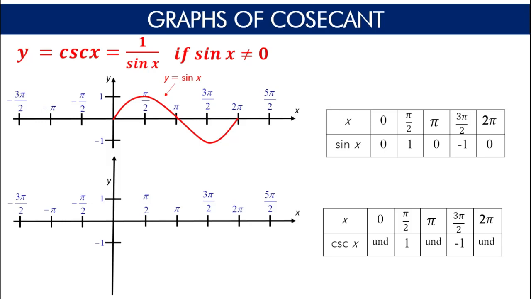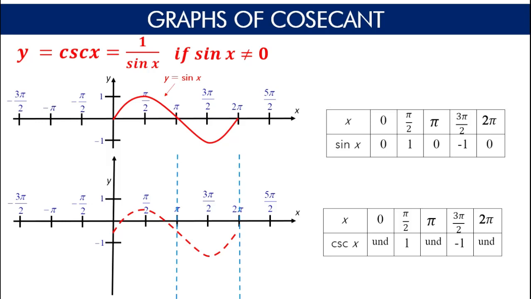However, when it comes to the x-intercepts of y equals sine x, the y equals cosecant x is undefined. Since it's undefined, it will become a vertical asymptote in our graph. When sine x is close to 0, the value of cosecant x will have a big magnitude with the same sign as the sine x. So as you can see here, all those undefined values will become our vertical asymptotes. So 0 is an asymptote, pi, and then 2 pi is also an asymptote here.